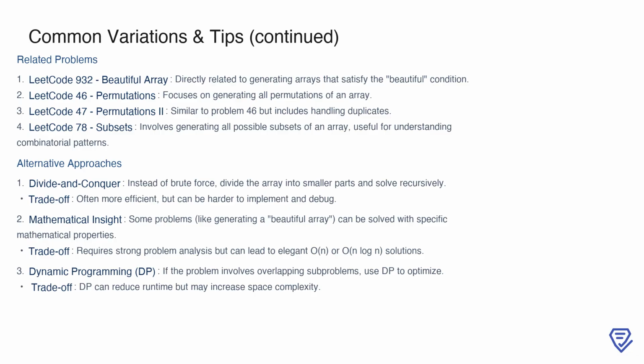Finally, dynamic programming is another option when the problem involves overlapping subproblems. While DP can significantly reduce runtime, it might increase space complexity, so you'll need to consider the trade-offs carefully. These techniques, combined with a strong understanding of constraints and edge cases, can make your solutions both efficient and robust.